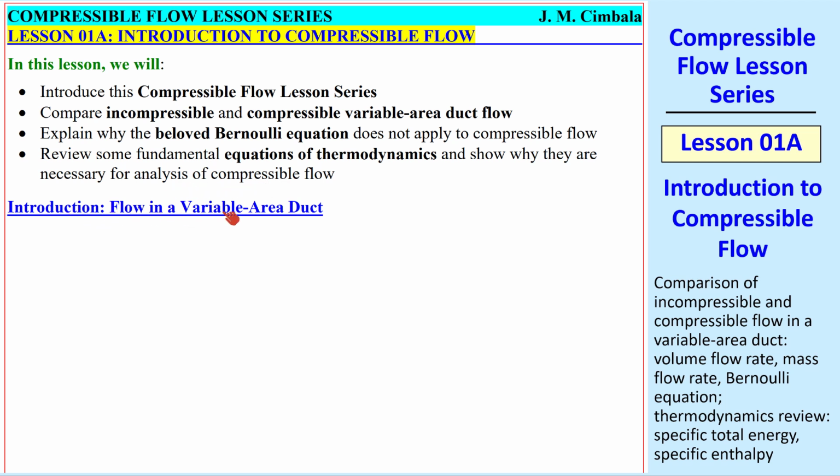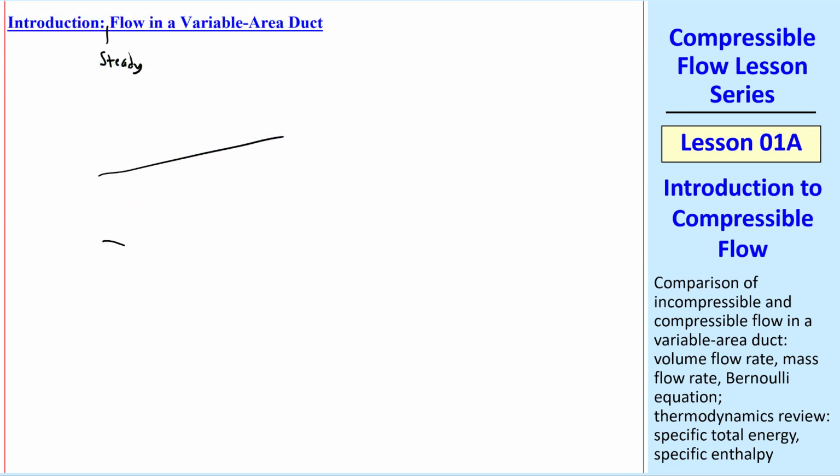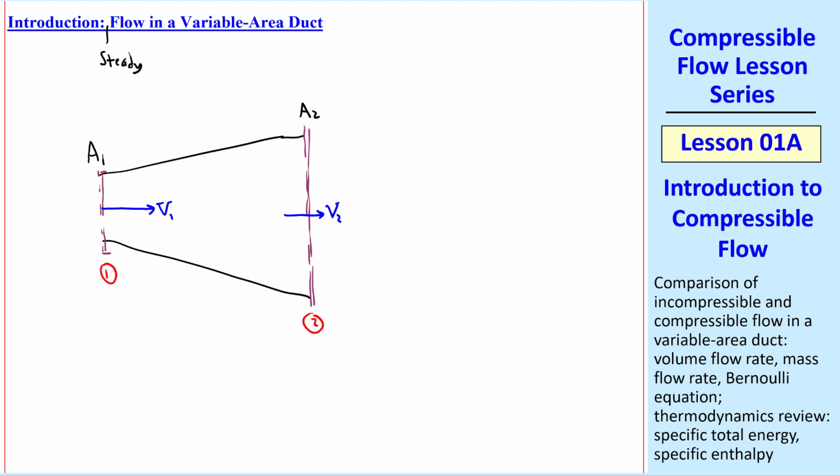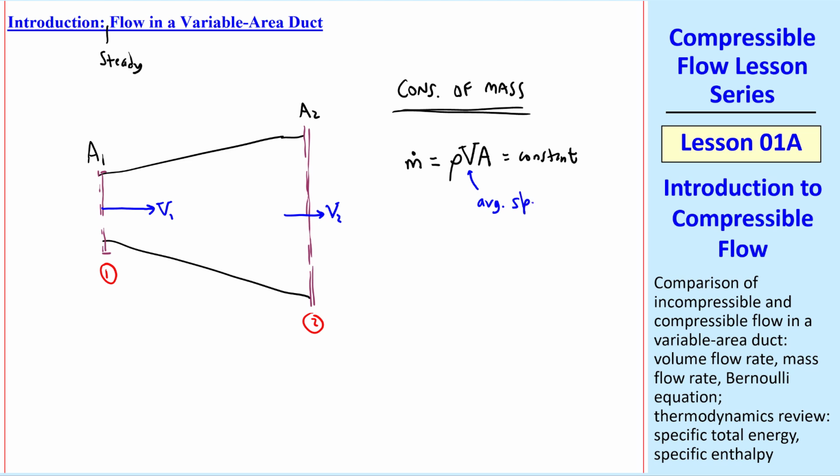Let's start by looking at flow in a variable area duct. We'll assume steady flow. Suppose we have an expanding duct from cross-sectional area A1 to cross-sectional area A2 with average flow speed V1 at the inlet and V2 at the outlet. This is state 1 and this is state 2. As you know from your fluid mechanics class, conservation of mass for such a duct flow tells us that m dot, which is rho VA, is a constant, where V is the average speed at a cross-section. Another way to say this is that m dot 1 equals m dot 2.